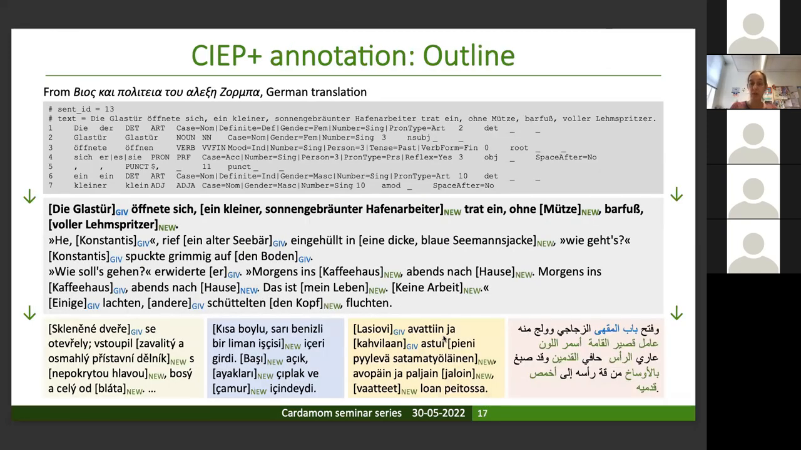So what will we do with CIEP+ in order to be able to research it? This is an outline, and I'm going to go over details in the rest of the talk. What we do is we parse the text, which is just plain text format, with language-specific dependency parsers that are available through the Universal Dependencies project. This is represented by the top bar in gray.